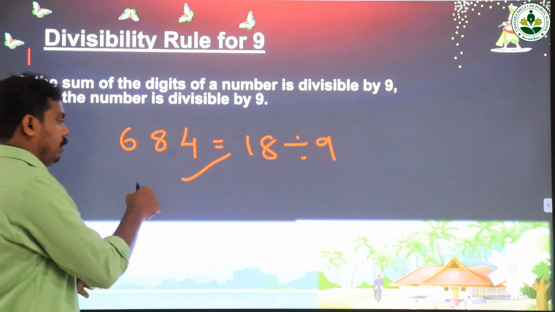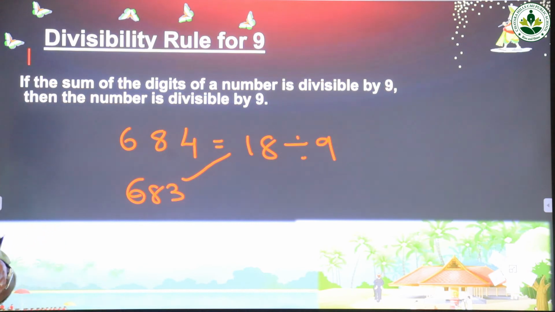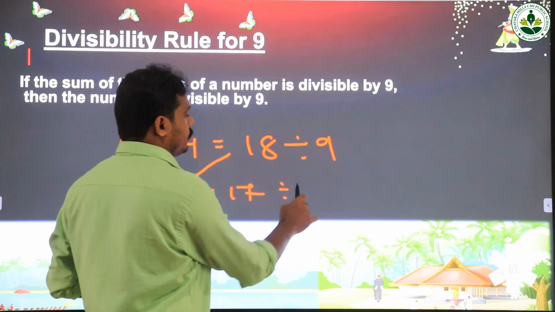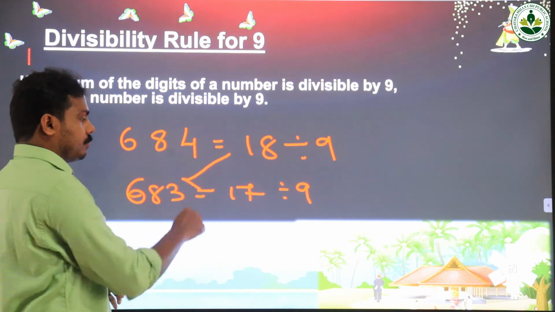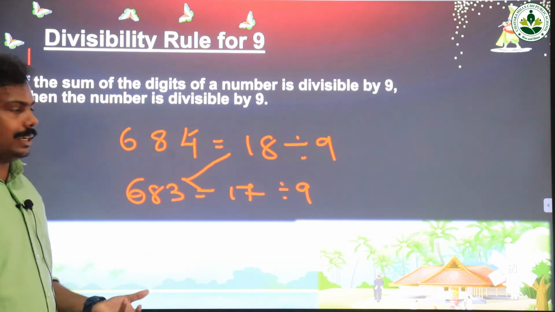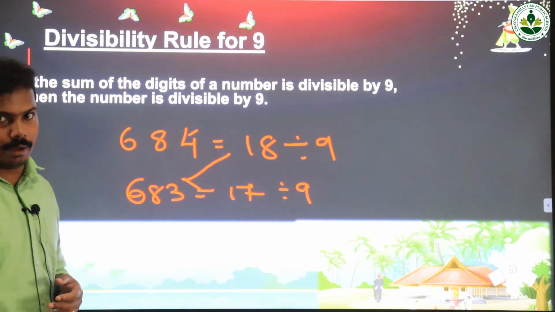Next one, 683. 6 plus 8 is 14, 14 plus 3 is 17. 17 is not divisible by 9. So this number is not divisible by 9. If the sum of the digits of a number is divisible by 9, then the number is divisible by 9.